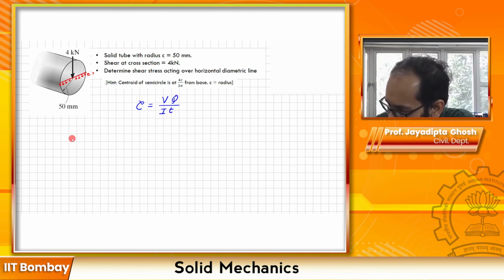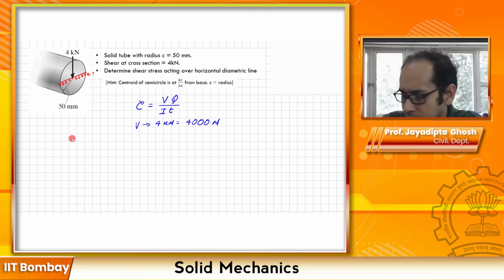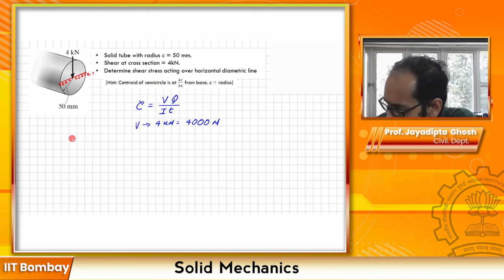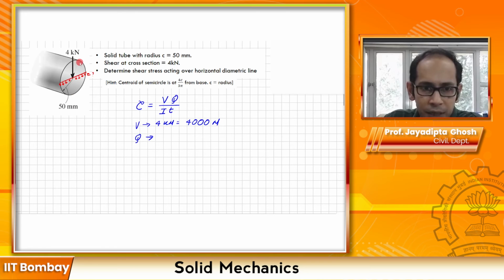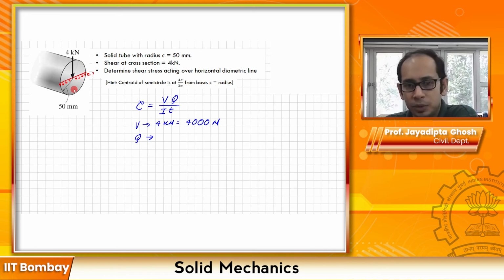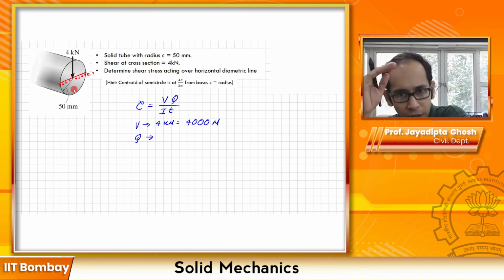In our case V is 4 kilonewton, so that is 4000 Newton. I'm writing in Newton mm so that I get the stress in MPa at the end. Let's calculate Q. For Q we either consider this area and its centroid distance, or this one. It really doesn't matter in this case because it's circular and symmetric, top and bottom. Q is the area of the chunk which you're looking at, and the distance of the centroid of that chunk from the neutral axis.